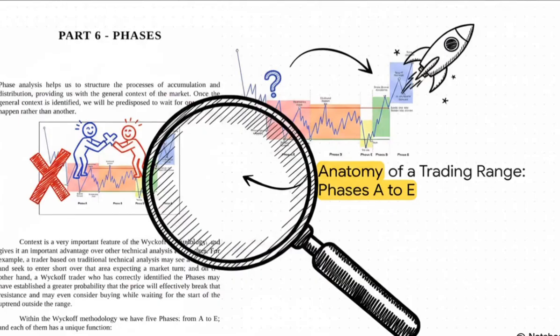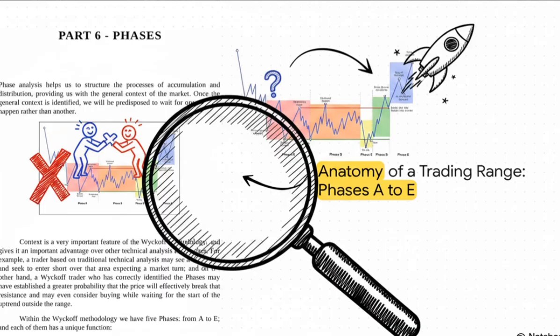Now, what's really interesting about this slide is how we put a magnifying glass on those sideways accumulation or distribution zones. When you map this out, it completely changes how you view a chart. The Wyckoff methodology breaks these critical trading ranges into 5 really precise microphases.